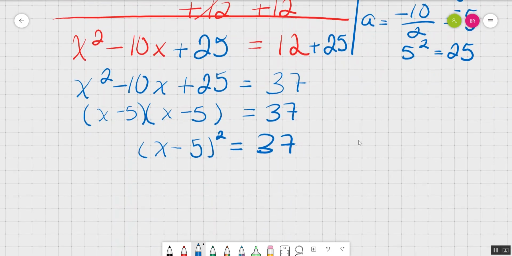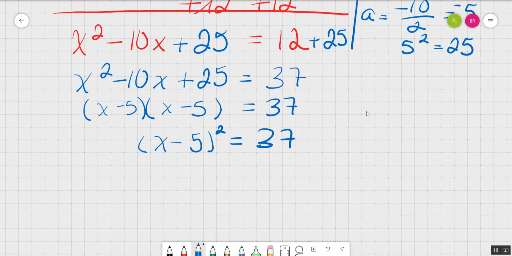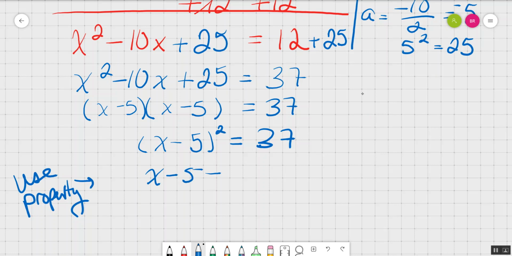Now we're going to use that square root property we were using earlier. I've got something squared equals something else. We're going to use the property. So then x minus 5 is either the positive square root of 37, or x minus 5 is the negative square root of 37. And then we add 5 to get x by itself.